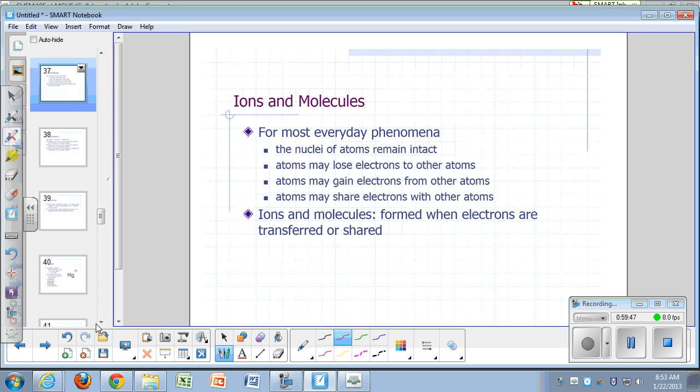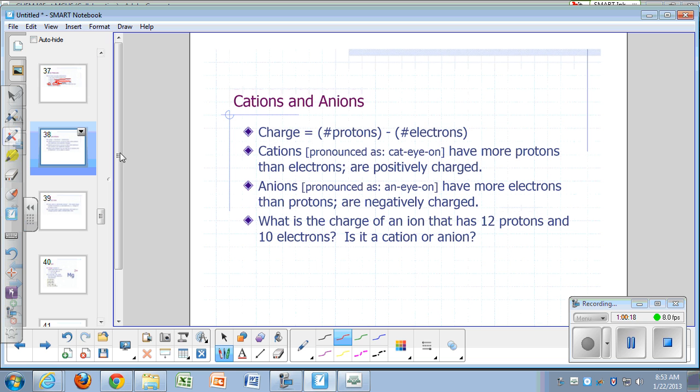As I mentioned earlier, for most everyday phenomena that you see around you, the nuclei of the atoms remain intact. So the nucleus doesn't change. But the way atoms interact with other atoms is through their electrons. So atoms may lose electrons to other atoms. An atom may gain electrons from another atom. And atoms may share electrons with other atoms. And so when atoms do this, what you get are called ions and molecules. Okay, so let's talk about ions.